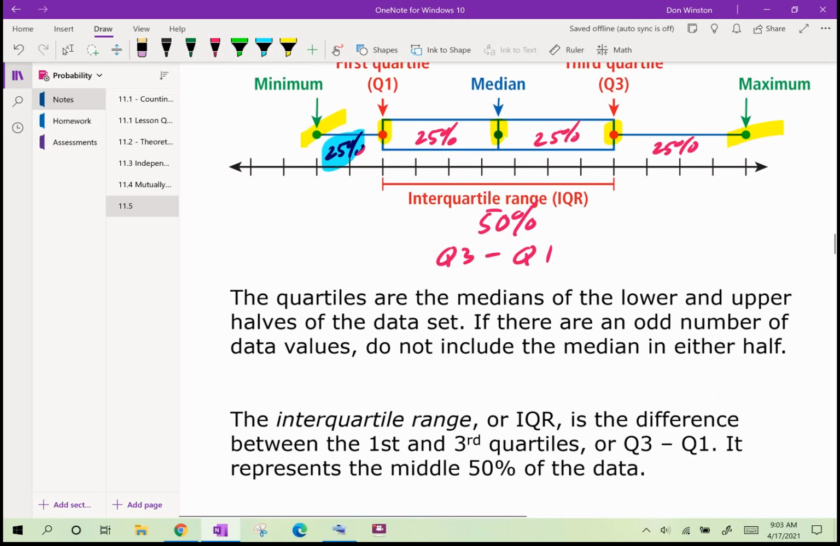All right, the interquartile range, or IQR, is the difference between the first and the third quartiles. It represents 50% of the data, which is what I just said.